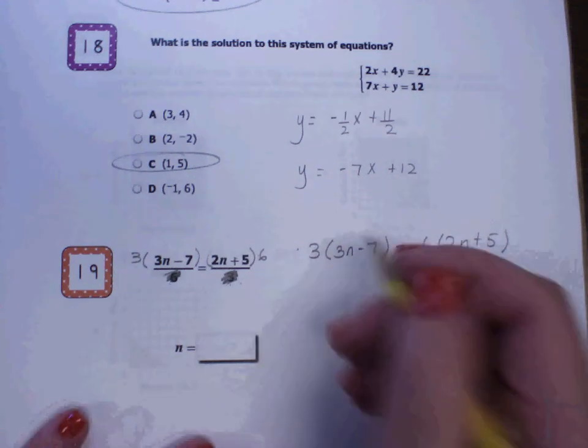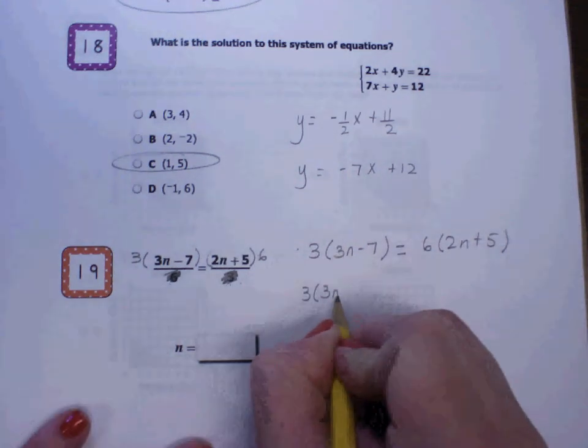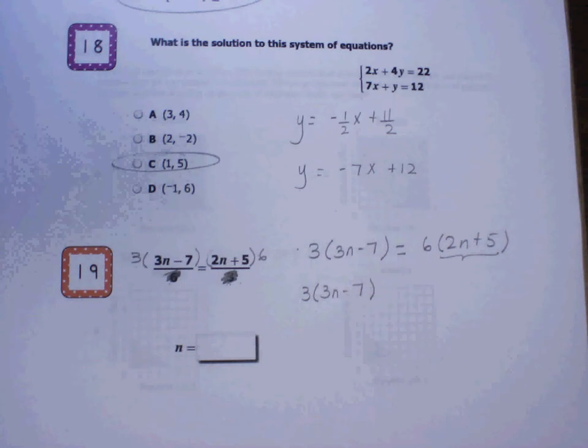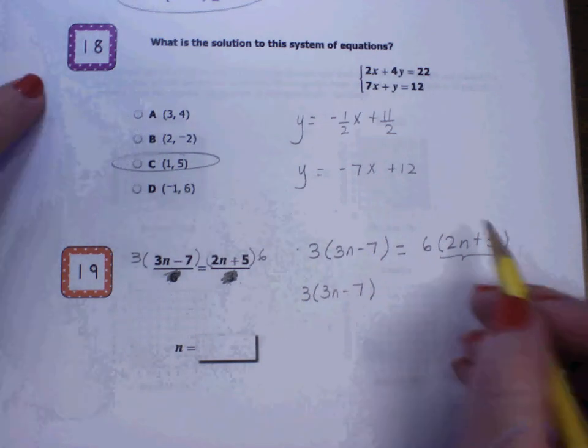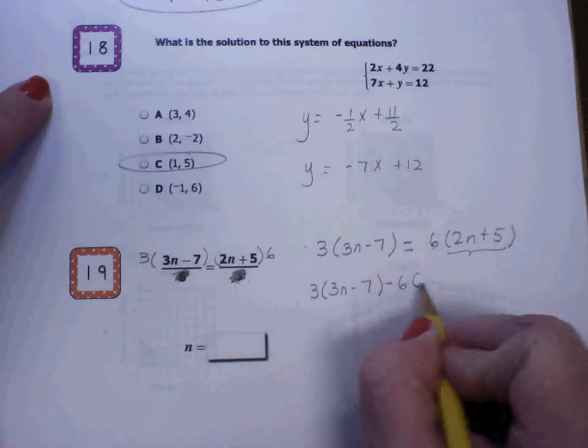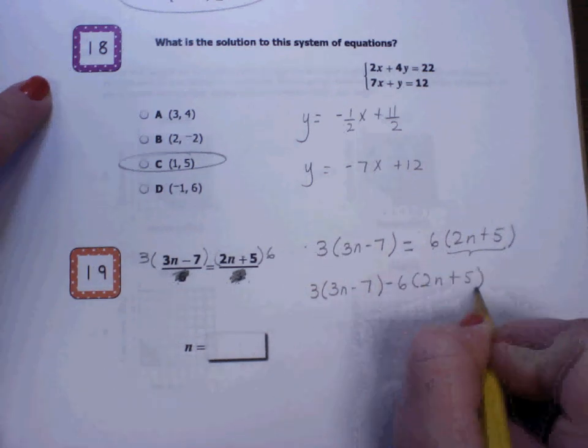But the 6, what happens when you move it? Minus 6, and that would be 2n plus 5. Now you can go to equation solver and do your thing. But you got to get rid of that 6 and that 3 first, if you don't want it to be a pain in the hiney to put it in that equation solver.